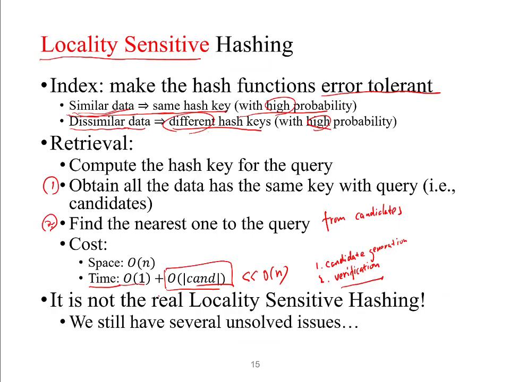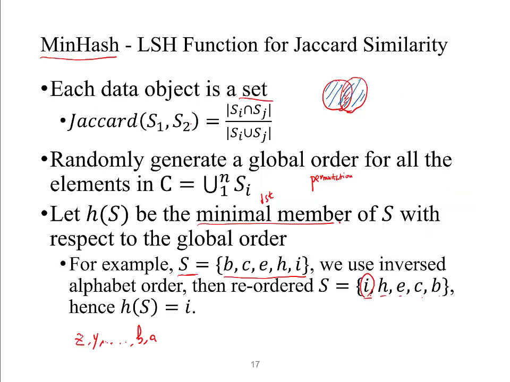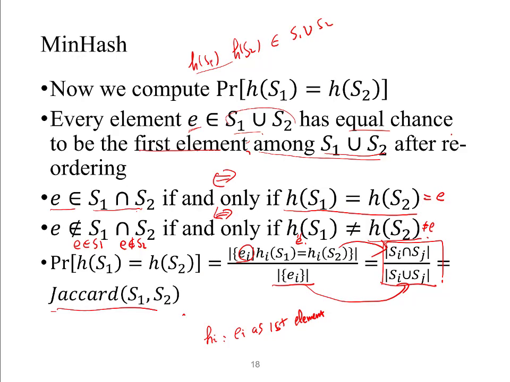Then you can consider that for similar data, the Jaccard similarity is high. Then they are more likely to have the same hash key because the probability of having the same hash key is higher. And for dissimilar data, the Jaccard similarity is low, then the probability of having the same hash key is low, so having different hash keys is highly likely. This is for min hash.